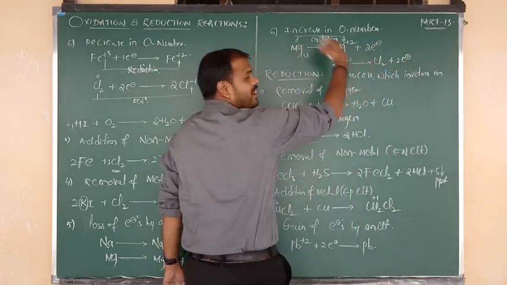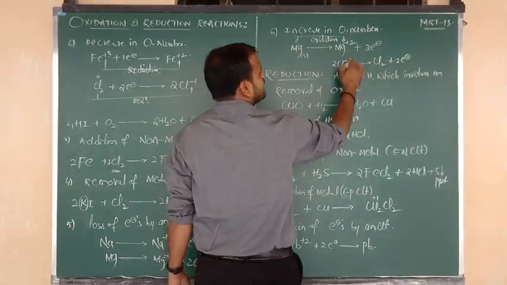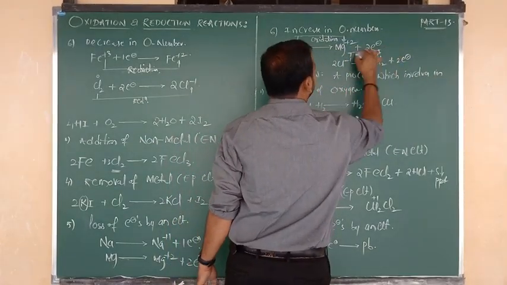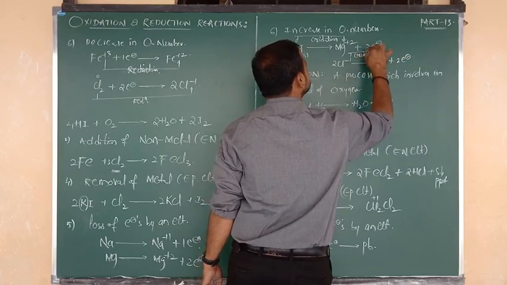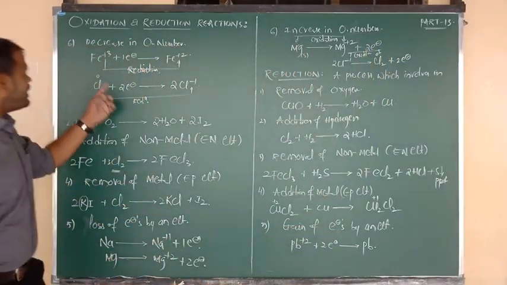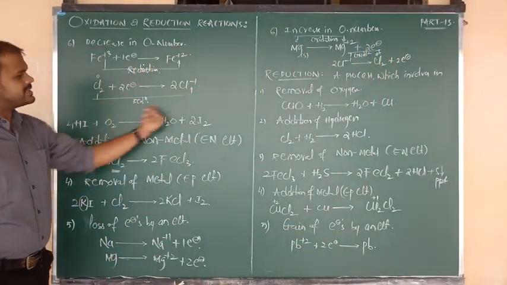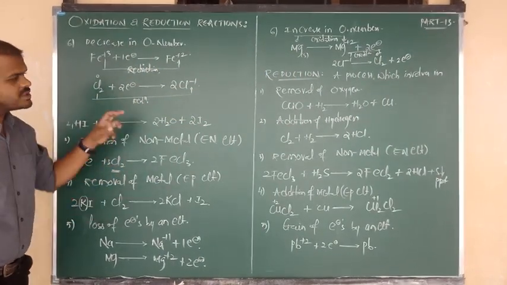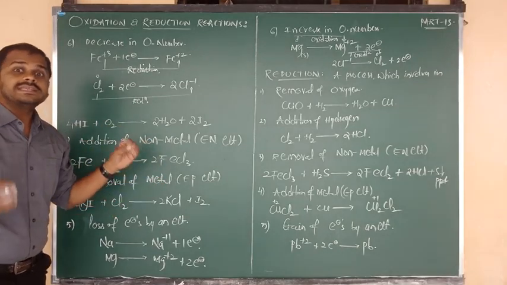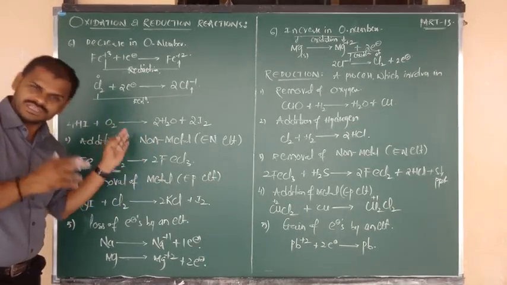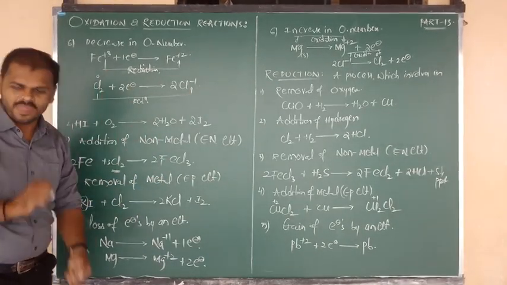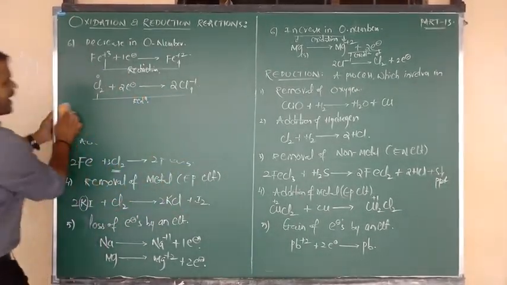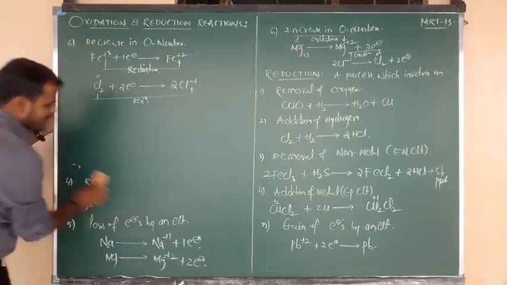So here what happened? Loss of electrons takes place, and Cl contains minus 1, Cl2 contains 0. Minus 1 becomes 0, an increase in oxidation number, which is oxidation. And here 0 becomes minus 1, a decrease in oxidation number, which is reduction. So up to now I have told you 6 definitions with equations of oxidation and reduction. Now one more very important piece of information I want to tell you.